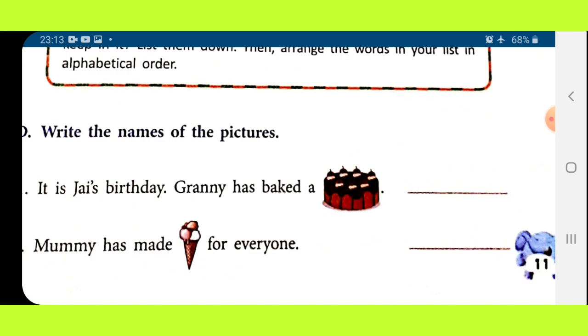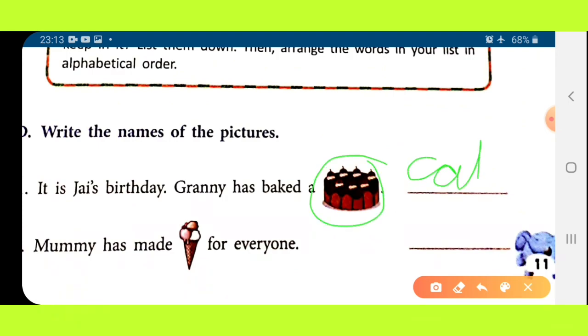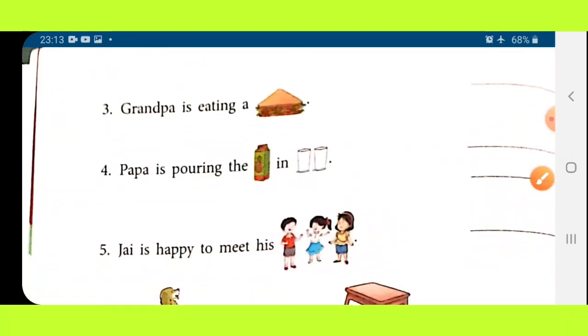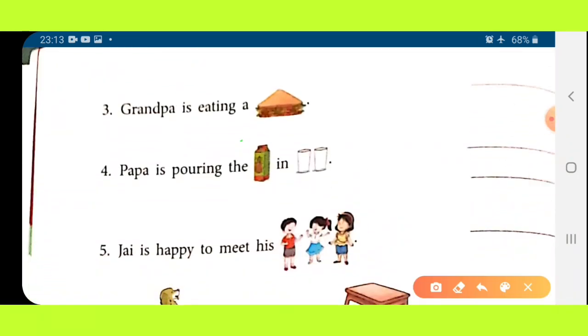It is Jess' birthday, so Granny has baked. What is this? Cake. Very good. Mommy has made this for everyone. What is this? Ice cream. Very good. Fastly you are giving me the answers. After that, the next picture is Grandpa is eating. What is this? Burger. BURGER.